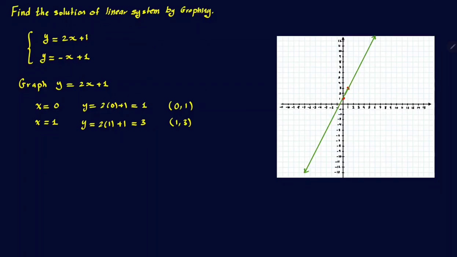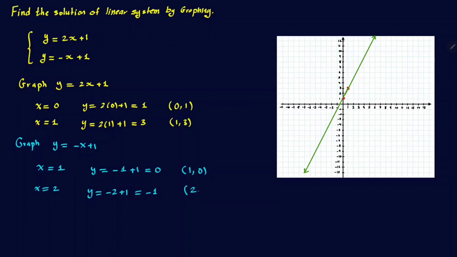Now after I finish graphing the first line, I need to do the same thing for the second line. And similarly, to graph y equal negative x plus 1, I need to choose any 2 points. For example, let's say x equal 1 and let's say x equal 2. If x equal 1, I'll get y equal negative 1 plus 1 and I'll get 0. So the first point is 1, 0. For x equal 2, I'll get y equal negative 2 plus 1, and so I'll get negative 1. And now I have another point, 2, negative 1.